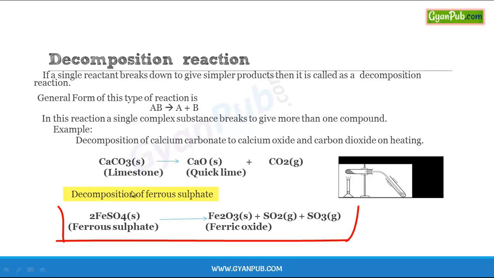Another example is decomposition of ferrous sulfate. Decomposition of ferrous sulfate gives rise to ferric oxide, sulfur dioxide and sulfur trioxide. So here one single substance is converting into three different products. This is an example of a decomposition reaction.